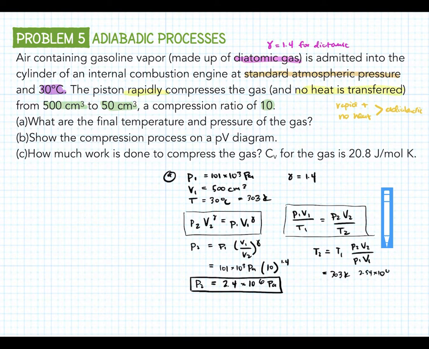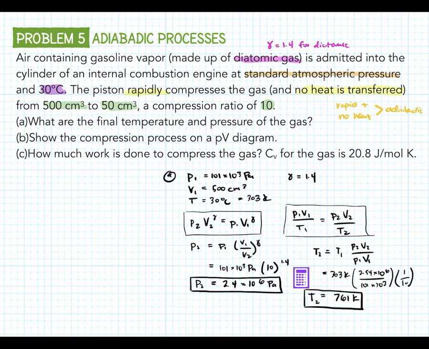2.54 times 10 to the 6th over 101 times 10 to the 3rd, both pascals, but remember this is a ratio, and the ratio of volume 2 to volume 1 is going to be 1 over 10. So remember the units of these will cancel, even if you use pascals and centimeters cubed, and this should give us 761 Kelvin, which is a much higher temperature.